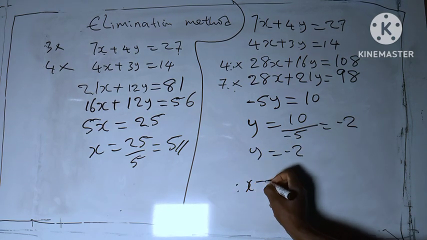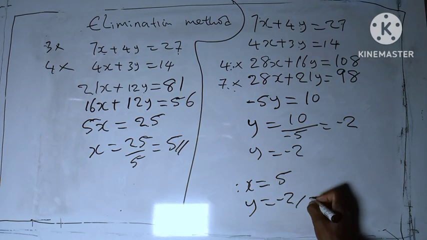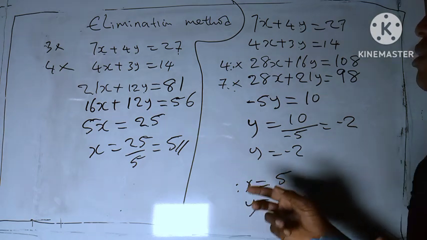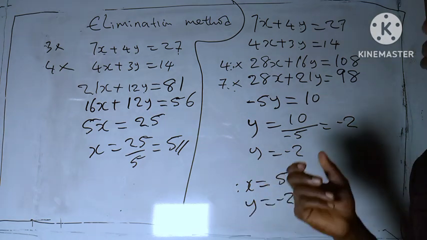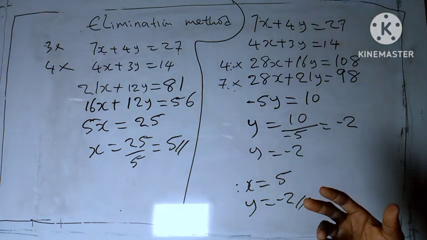Therefore, our x equals 5 and y equals minus 2. You see how simple it is using the elimination method to solve questions under simultaneous linear equations. Okay, so if you don't understand, you can rewatch the video.